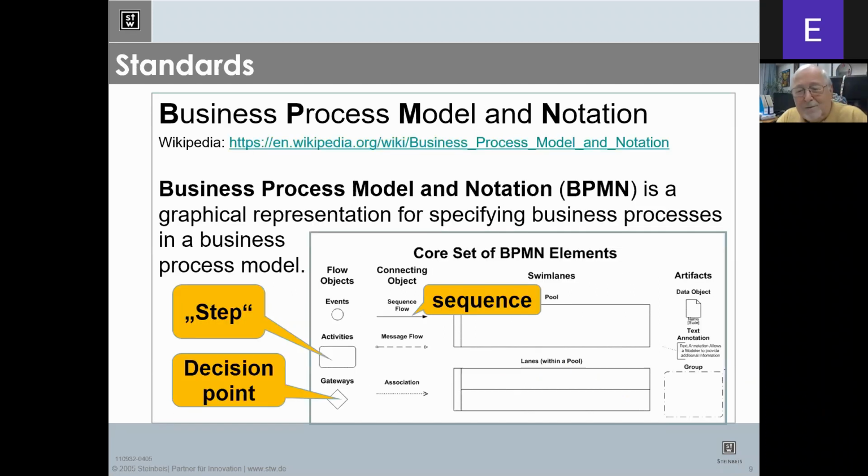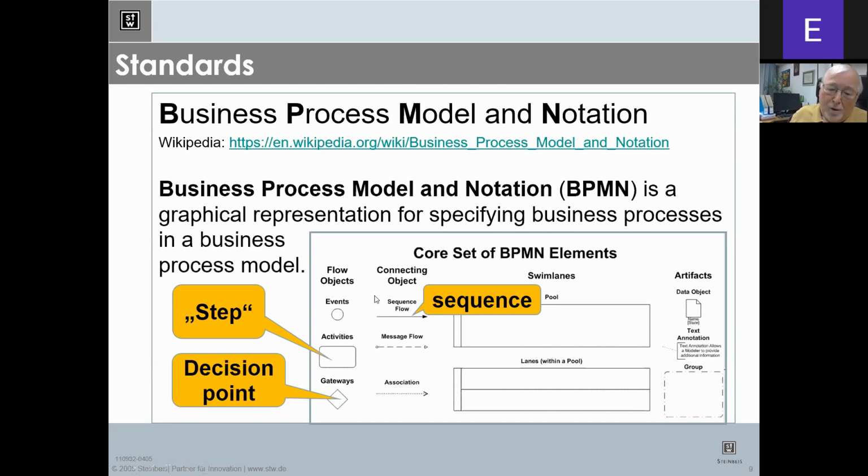And if we look into detail, then we have a so-called notation. A business process model is using symbols to describe these processes, and this is called the notation. And here we're coming to the standard, Business Process Model and Notation. There are a lot of other notations for decision making and so on, but BPMN is the one of interest for us. And I have put on this slide the core set of BPMN elements.